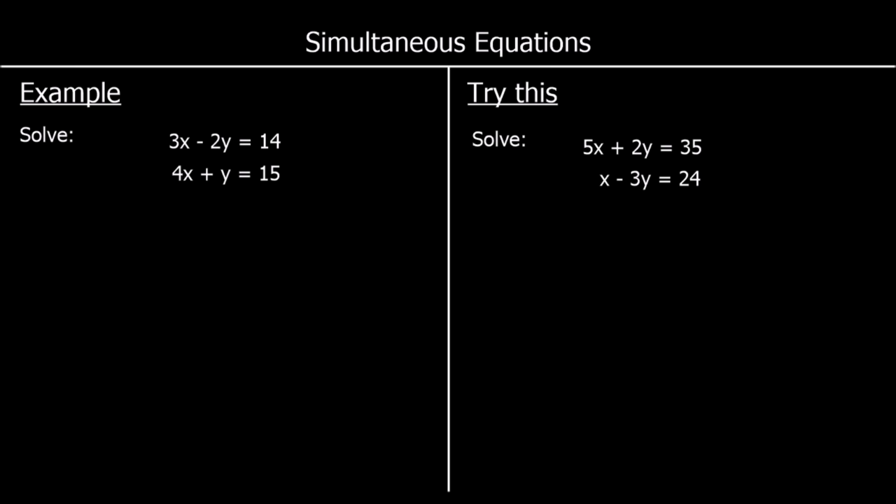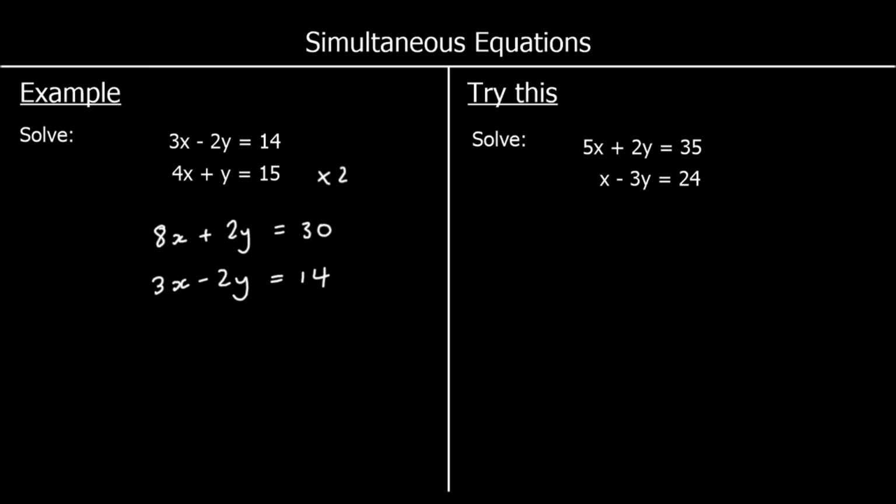Here's another example. This time you can see we've got negative signs in our equations. So the first question, 3x minus 2y equals 14 and 4x plus y equals 15. I'm going to double the second equation. So multiply every term in the second equation by 2. And that's going to give me 8x plus 2y equals 30. And my other equation says 3x minus 2y equals 14.